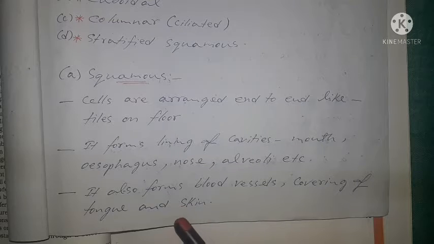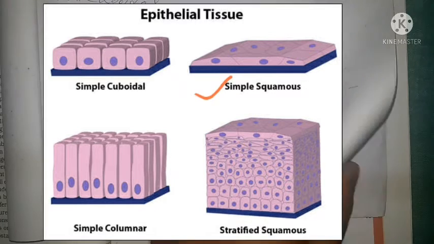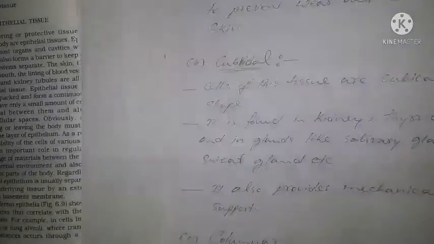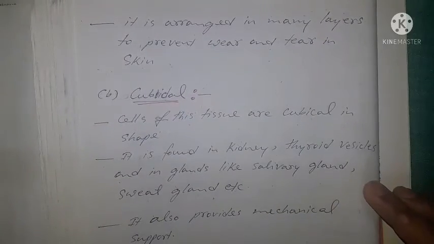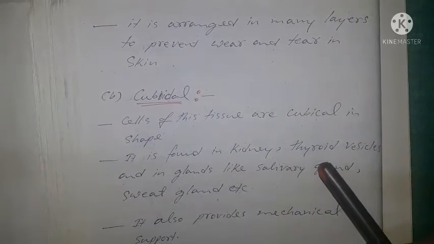As you can see in the picture, this is squamous tissue. The cells are arranged end to end like tiles on the floor. Then the next, stratified squamous, is arranged in many layers to prevent wear and tear in the skin.